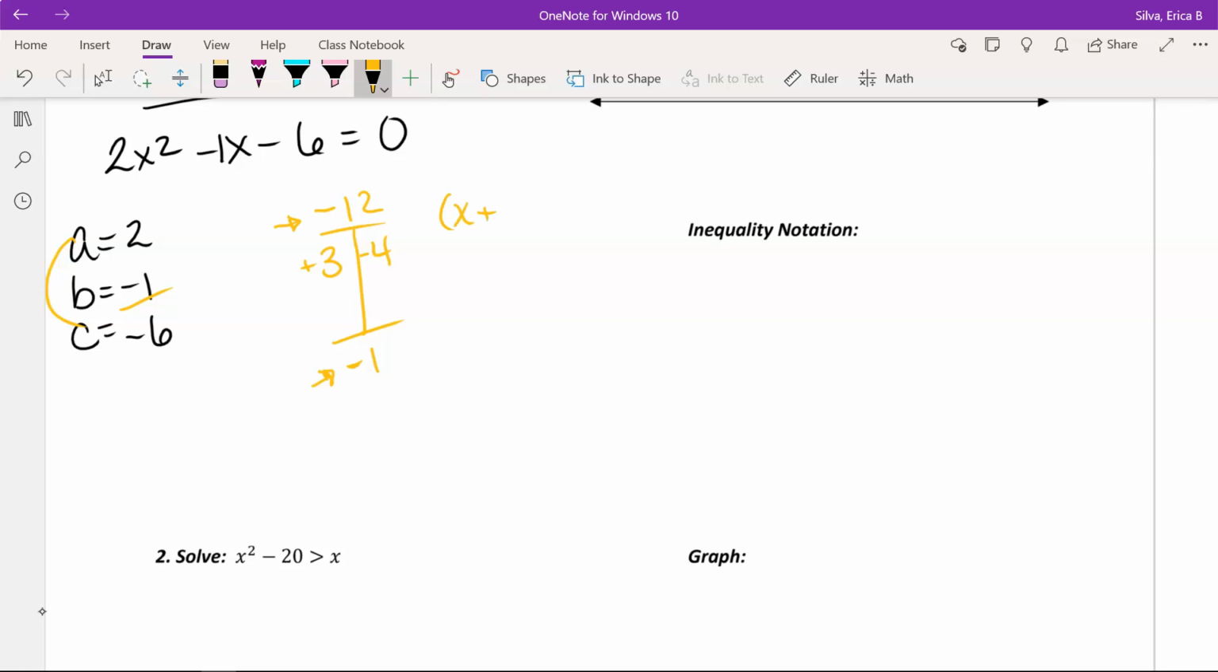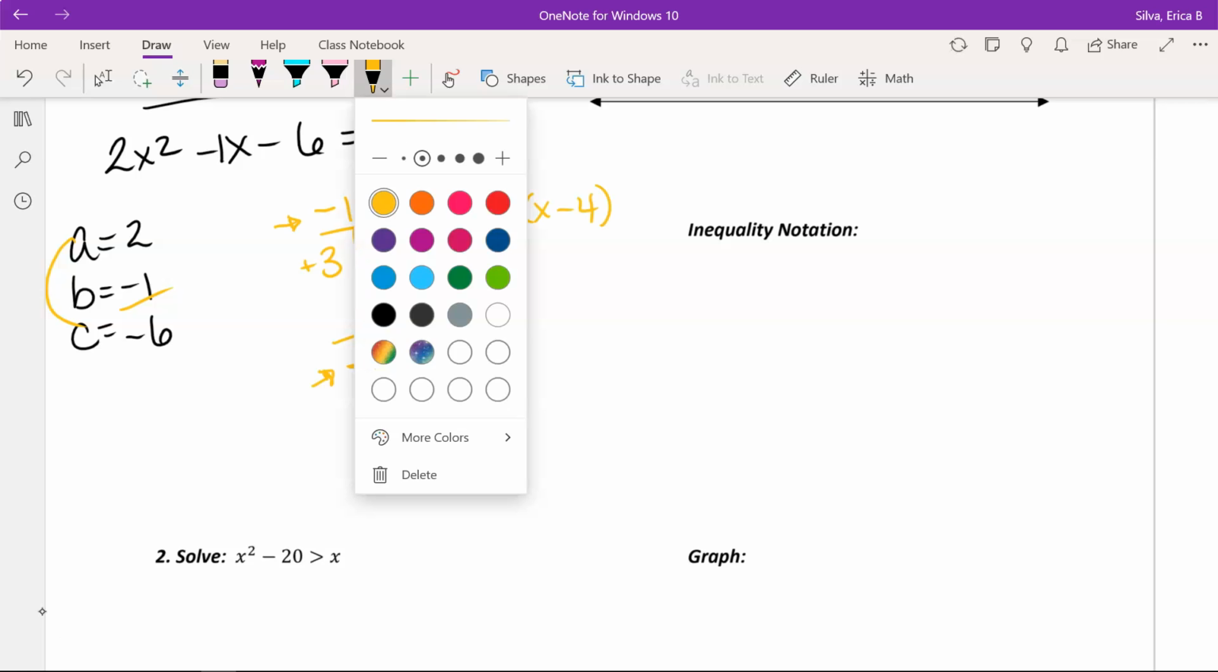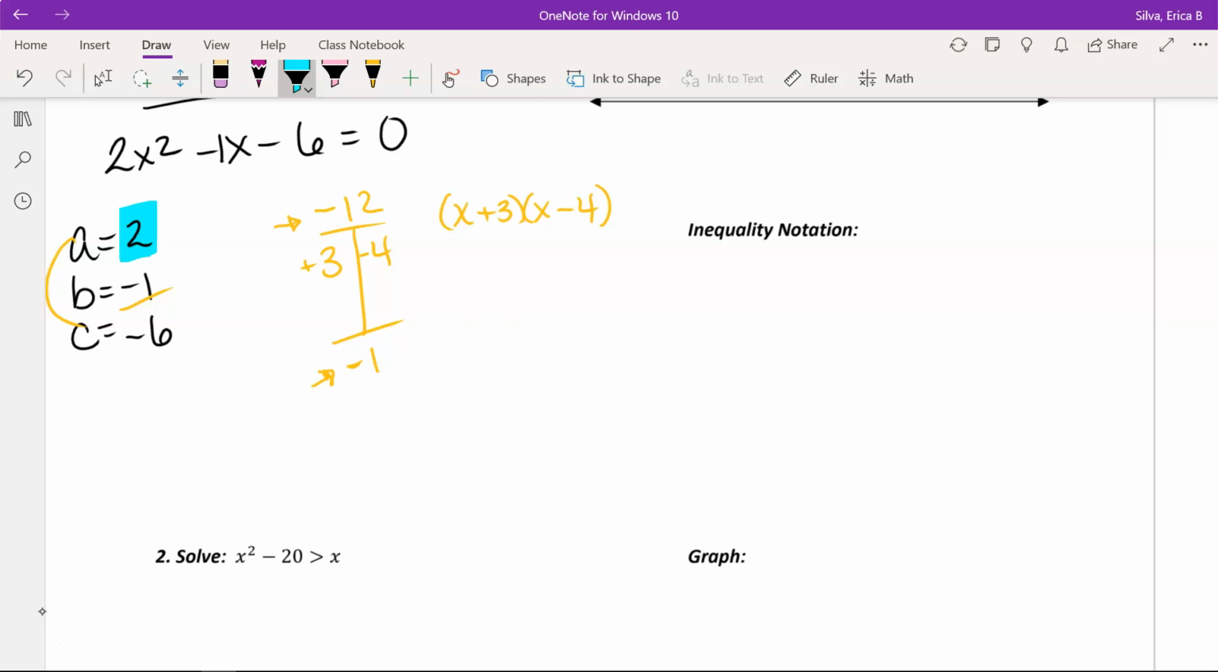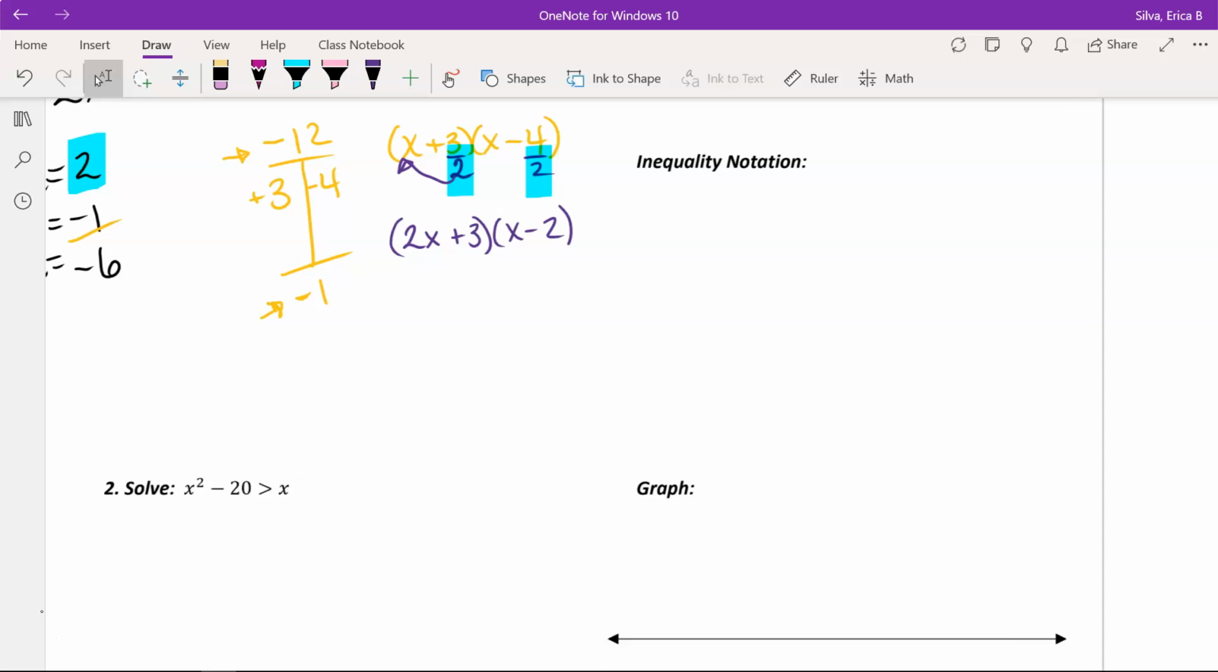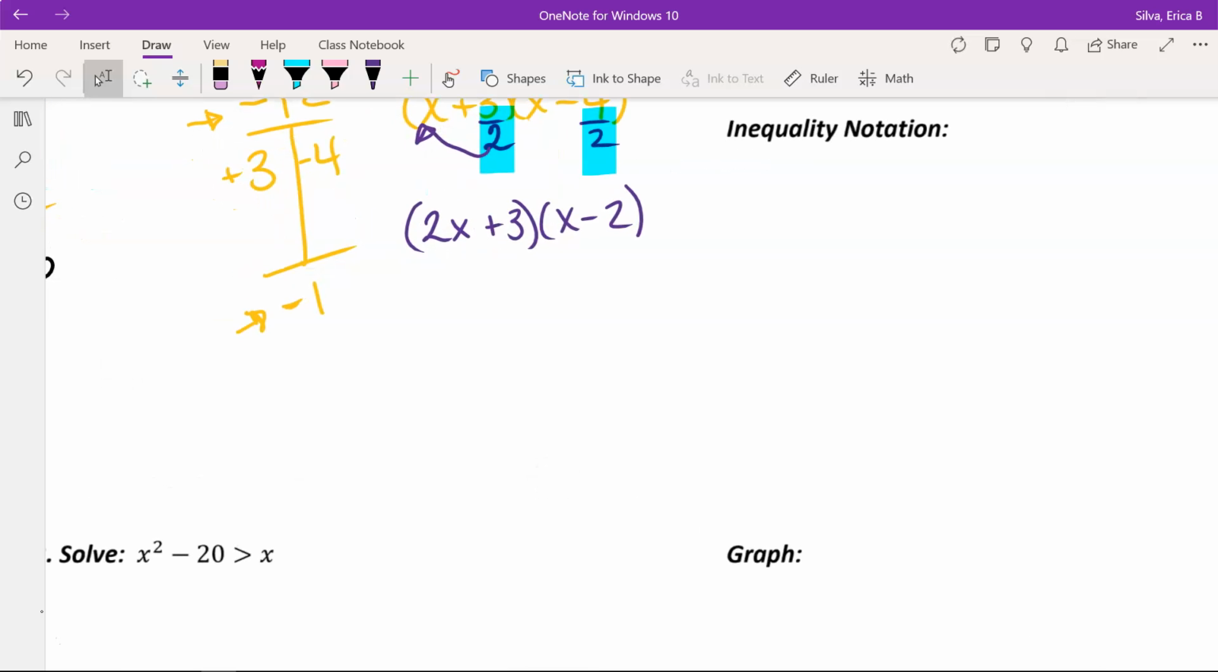We're going to have x plus 3, x minus 4. And remember, because your A is not 1, we need to divide these numbers by 2, which is whatever our A value is. Because 3 is not divisible by 2, it becomes the coefficient of x. So we have 2x plus 3, and over here we have x minus 2. Now that we have our two factors, we're going to set them equal to 0 and solve for x.